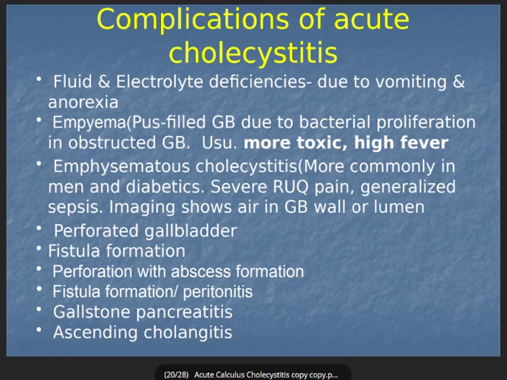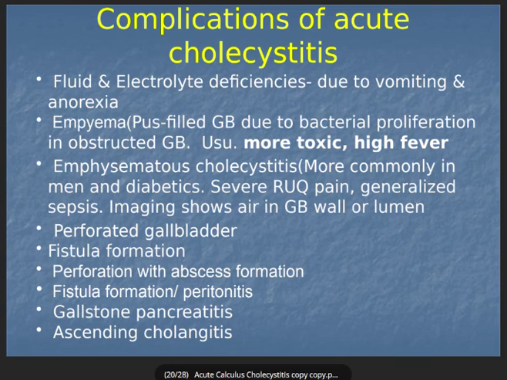As we said, you can have perforation with abscess formation, and we talked about it. You can have fistula formation, peritonitis, gallstone pancreatitis. The gallstone can enter from the cystic duct into the ampulla and block the ampulla and cause pancreatitis, and it's one of the commonest causes of pancreatitis, actually the commonest cause. After gallstones comes alcoholic pancreatitis. You can have ascending cholangitis.